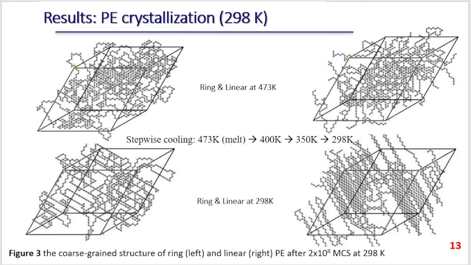This is the equilibrated coarse-grained structure of the cyclic and linear polyethylene. Comparison between the melted state and crystalline state. You can see both systems are folded beautifully into the crystal structure, with a more orderly structure in the linear system.